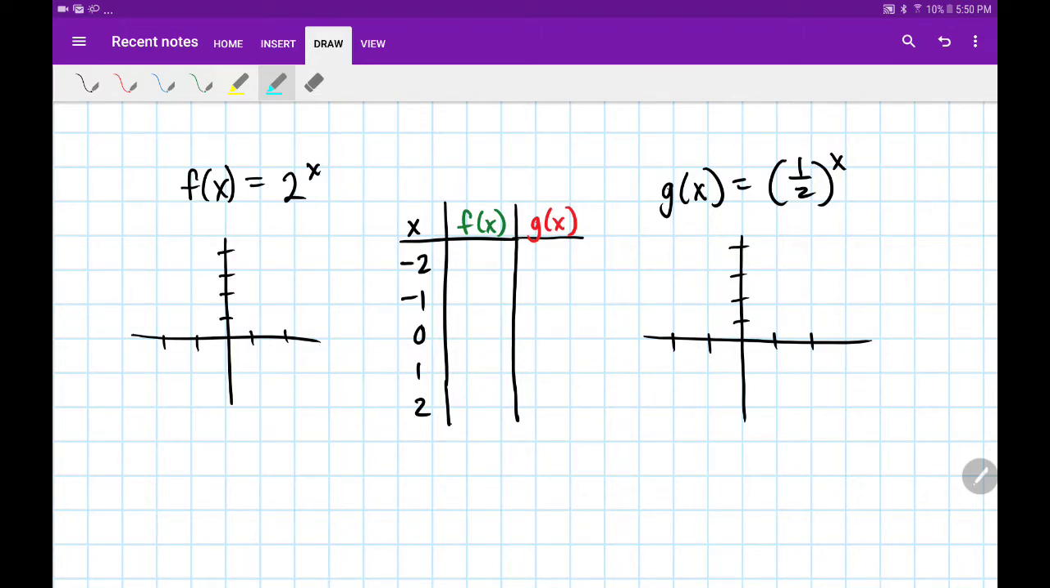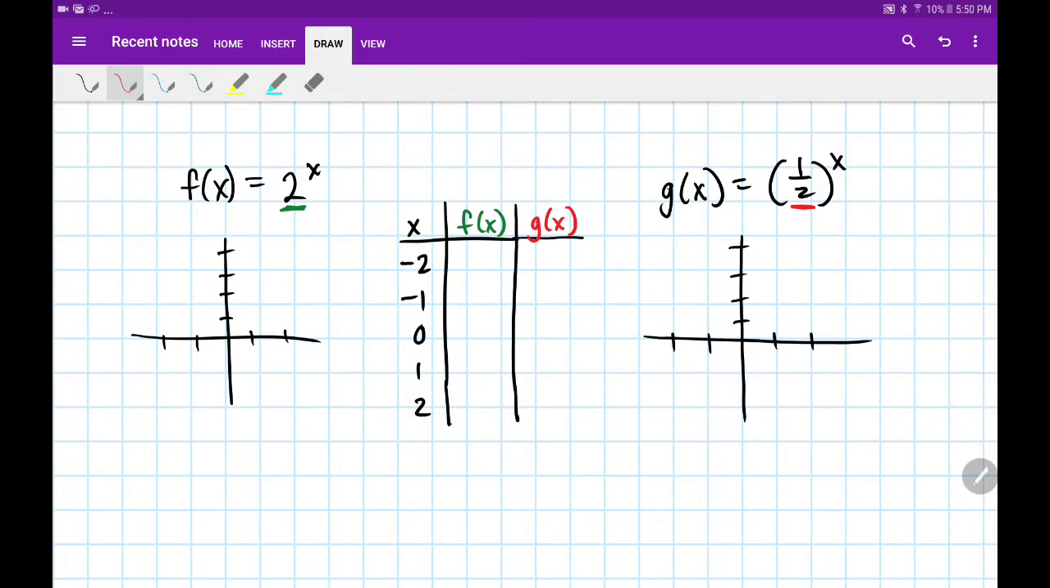So on the left, I have a function f of x defined as 2 to the power of x. On the right side, I have a different function, 1/2 to the power of x. Now, the only difference between my functions is the base. That's what we call this guy underneath the exponent, the base. So on the left, I have a base of 2, on the right, a base of 1/2. And that is going to make all the difference.